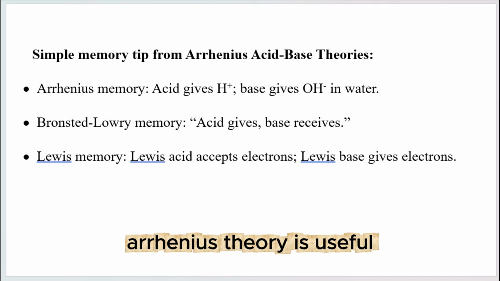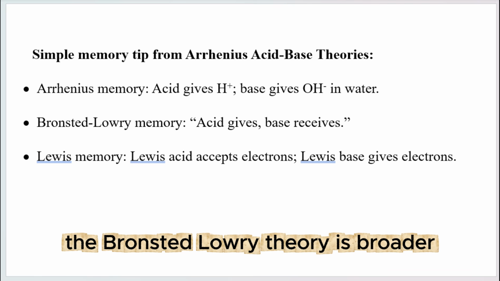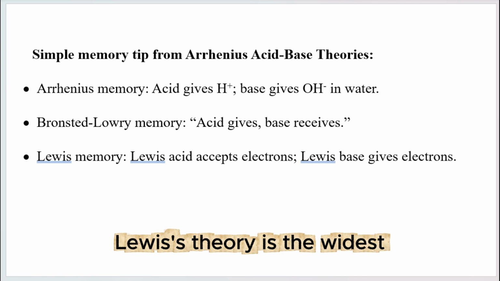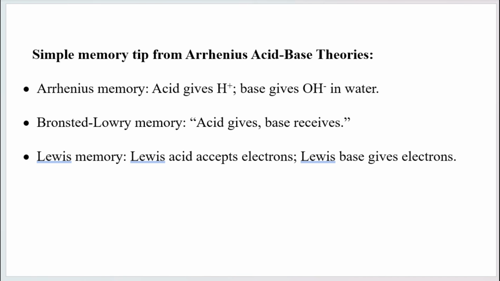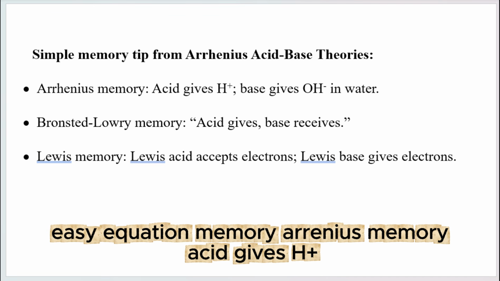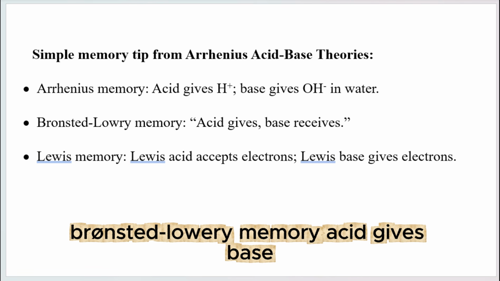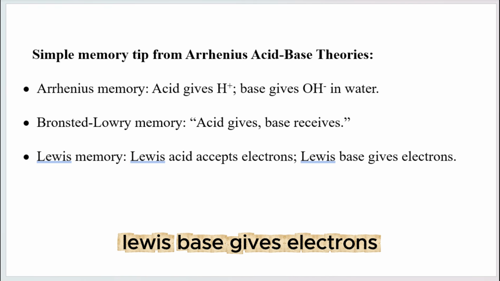Note the following. Arrhenius theory is useful when the reaction is in water. The Brønsted-Lowry theory is broader because it focuses on proton transfer. Lewis's theory is the widest because it focuses on electron pair transfer. Easy memory, Arrhenius memory: acid gives H+, base gives OH- in water. Brønsted-Lowry memory: acid gives, base receives. Lewis memory: Lewis acid accepts electrons, Lewis base gives electrons.